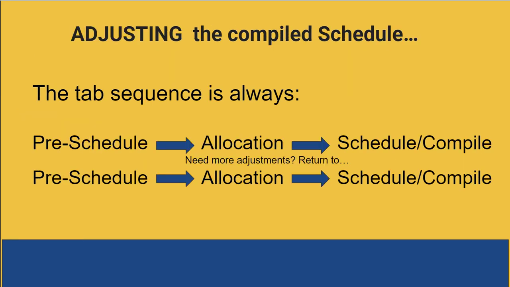Once you have compiled, you might see some adjustments you want to make. The sequence for making either corrections or adjustments is the same. Go back to the pre-schedule tab and make adjustments. Go to allocations and make adjustments, and go to your schedule tab to recompile to save the adjustments. Just because you saved them in pre-schedule or in allocation tabs, you're still going to have to go to the schedule tab and recompile and save.